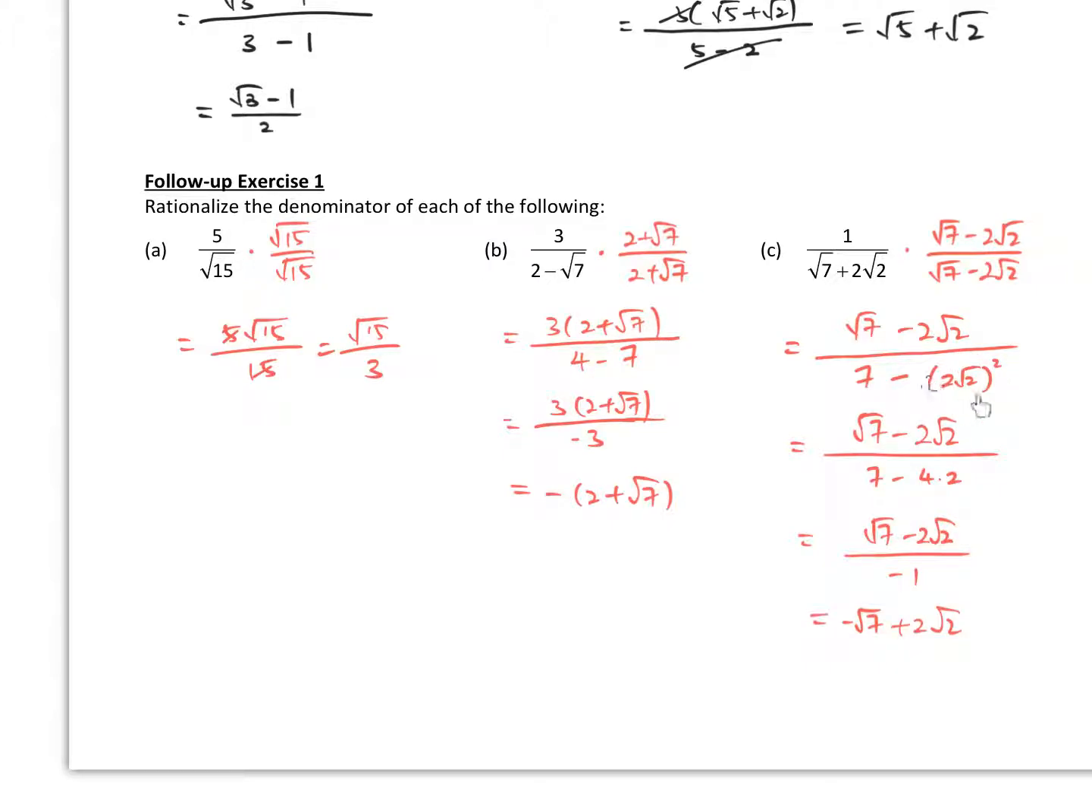So remember, you need to simplify these terms carefully. I will do it step by step. This is 2 root 2 all squared. So 2 squared is 4, root 2 squared is 2, so 4 times 2. And then the numerator is root 7 minus 2 root 2. And so the denominator is equal to -1. How can I simplify it? I can multiply -1 to the denominator and numerator, so that -1 times -1 becomes 1, and then times -1 to the numerator. The final answer is like this.